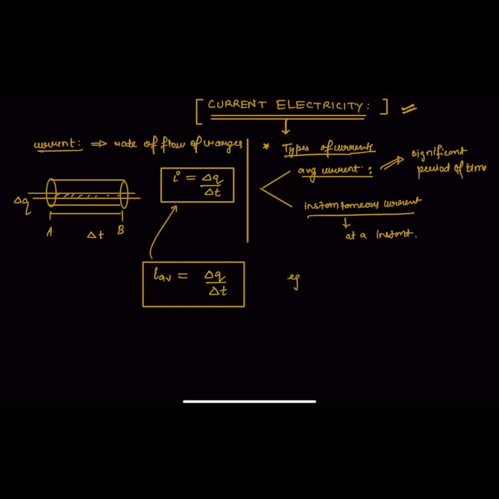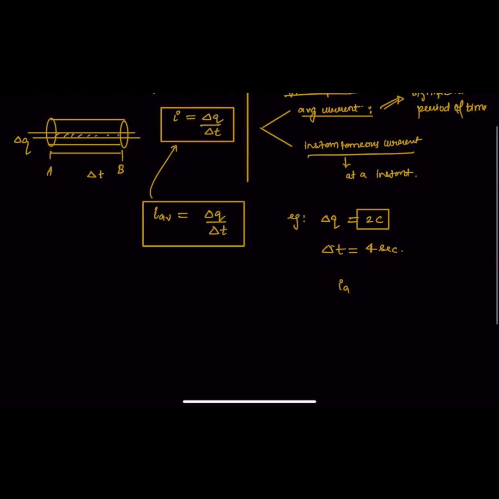So let me give you an example of the average current. Suppose the net charge flown through a particular wire that we take in this example is, let's say, 2 coulomb. We already know that coulomb is the unit of charge, and the time taken, that is delta T, is, let's say, 4 seconds. So the average current that will flow through this wire will be 2 by 4, that is 0.5 ampere. Ampere is the unit of current.